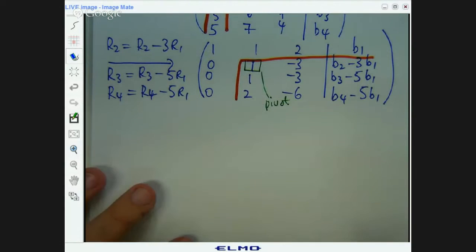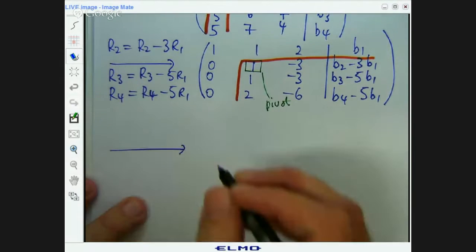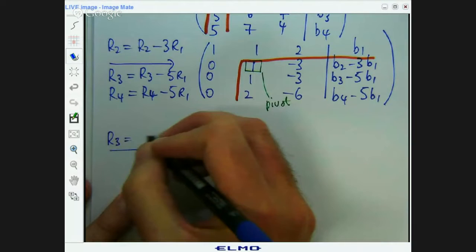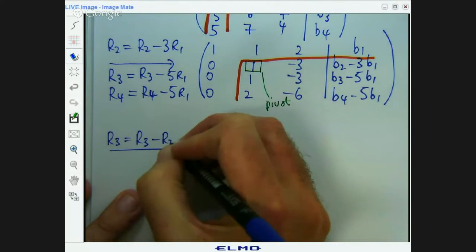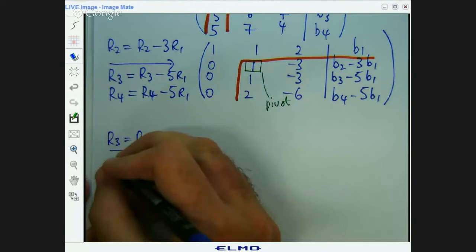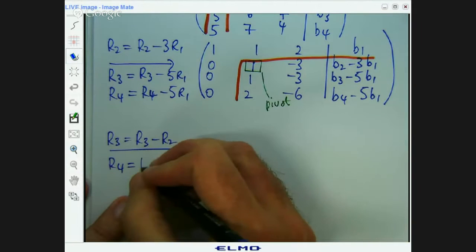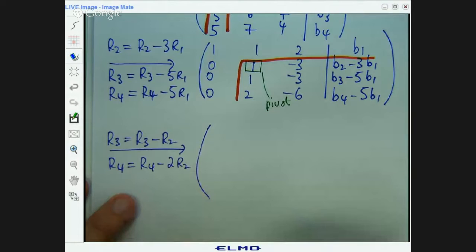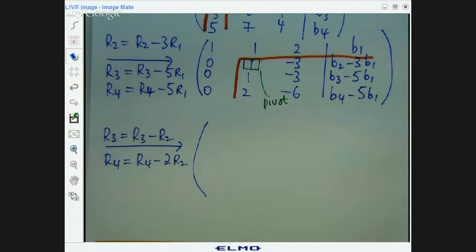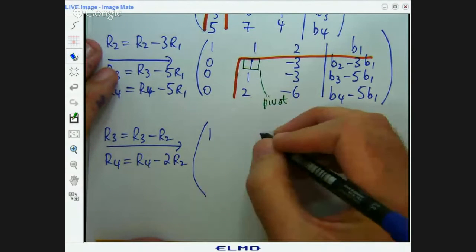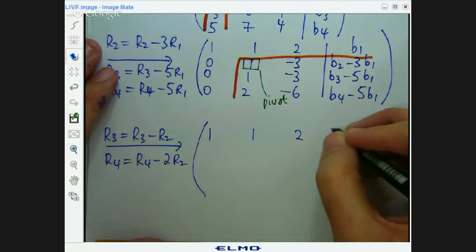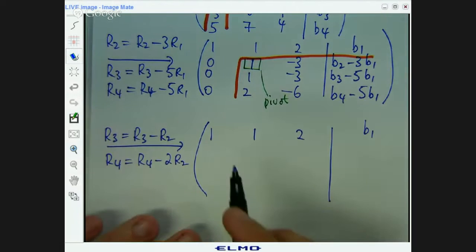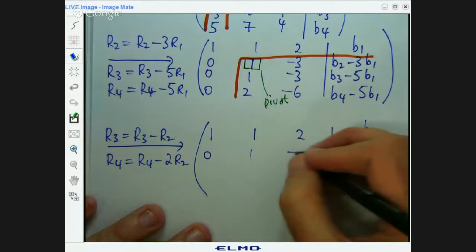Okay, so here we go. So row 3 equals row 3 minus row 2. That'll make that a 0. And row 4 equals row 4 minus 2 row 2. All right, so let's see if we'll work that out. So the top row is not going to change. The second row is not going to change.